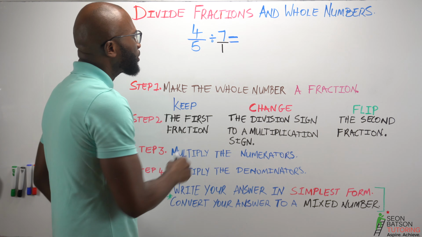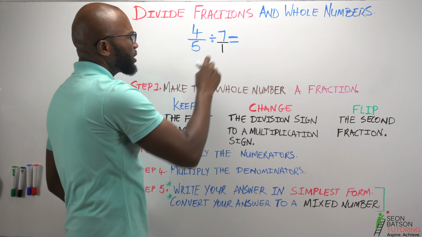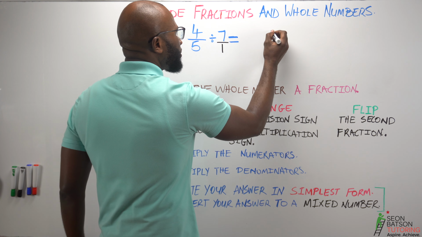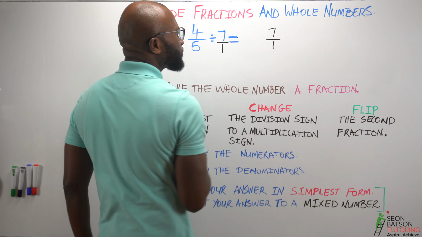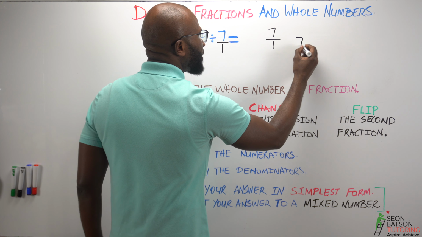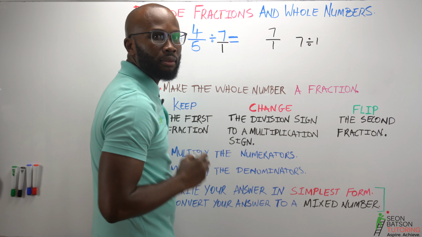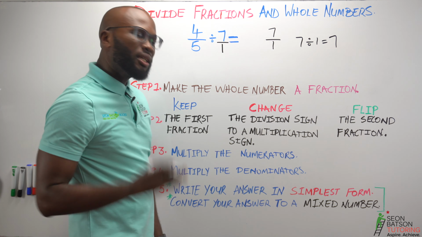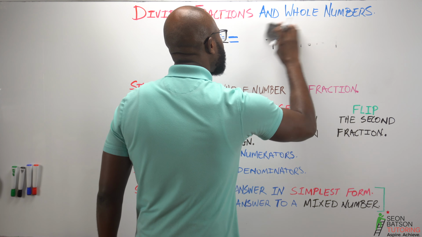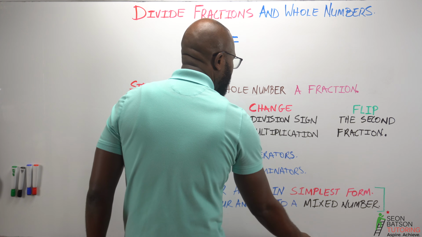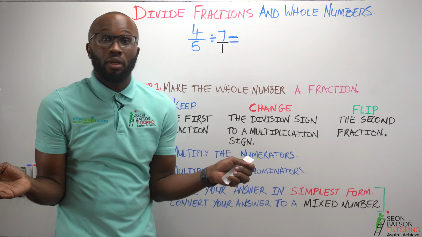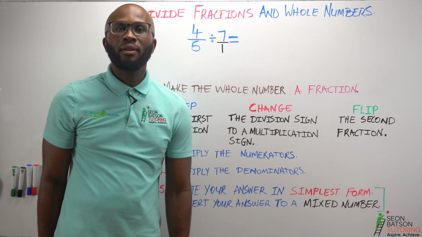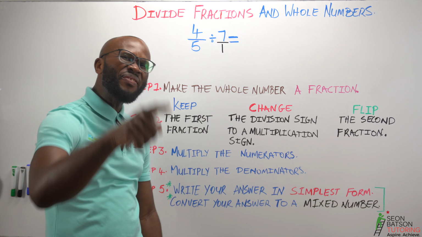Now, also, putting a 1 under the 7 does not change the value of the 7. Because remember, 7 over 1 is the same as 7 divided by 1. And 7 divided by 1 is 7. So putting a 1 under that 7 does not change the value of the 7. So to make any whole number a fraction, you simply put a 1 under the whole number. Yes? How are you feeling so far?